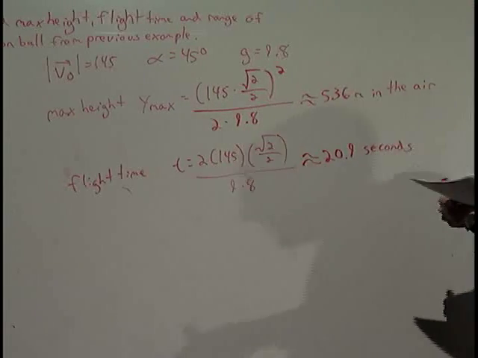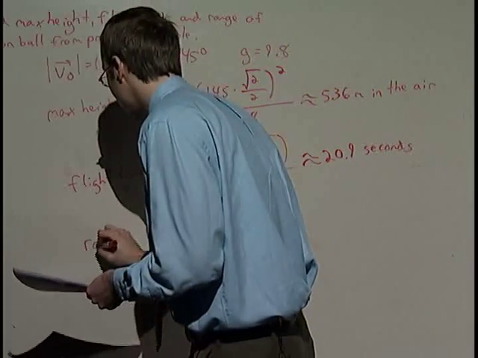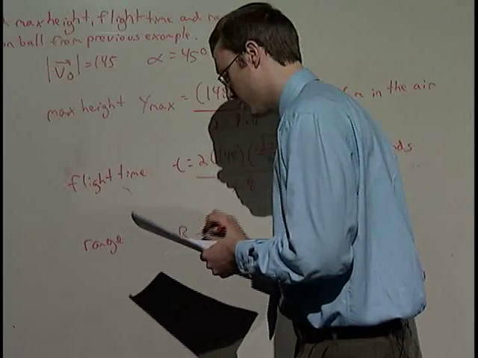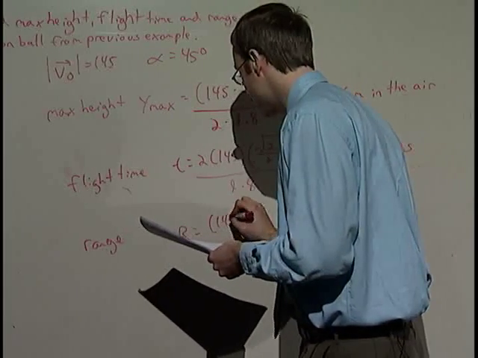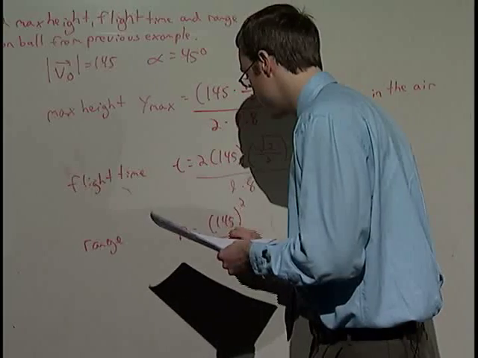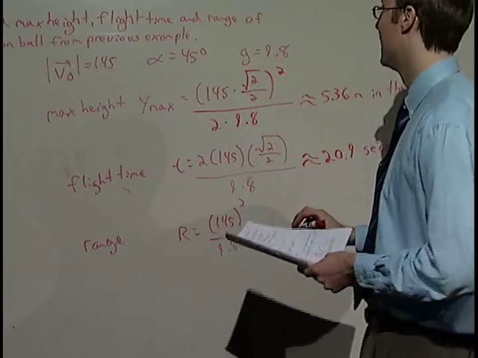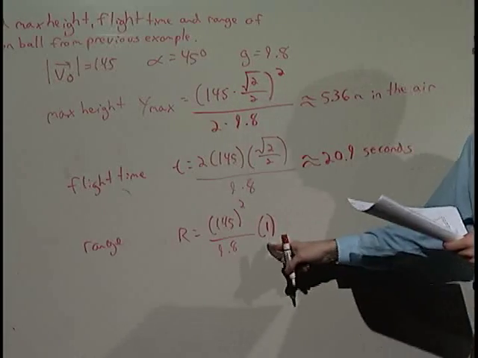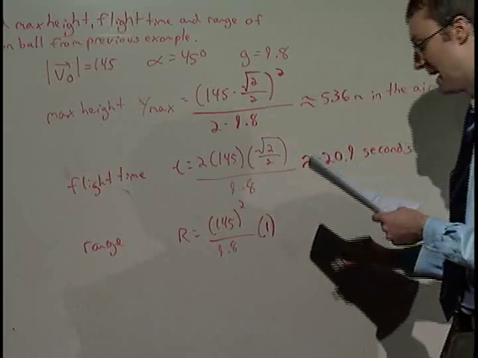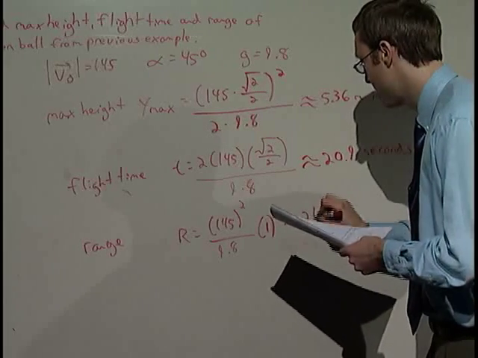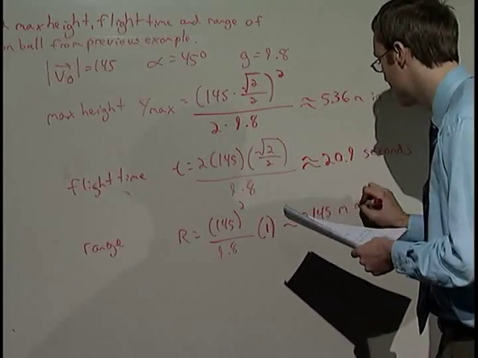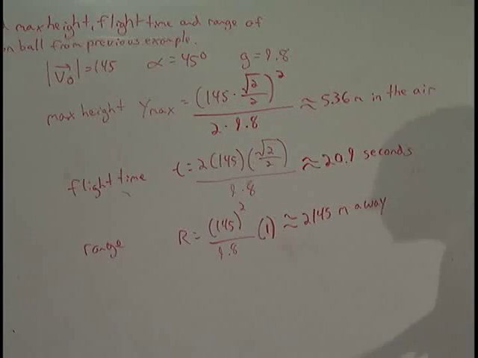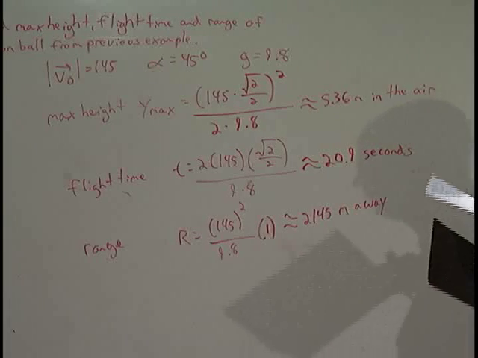Okay. And the max range, so the range is r equals length of v naught squared over g times sine of 2 alpha, which is sine of 90 degrees, which is 1. This is sine of 90 degrees here. And that is 2,145 meters away. So that's almost a mile and a half. That's not too shabby, really, right?